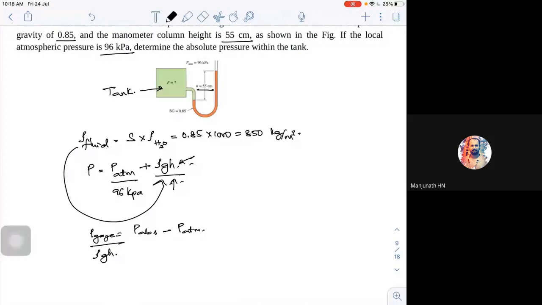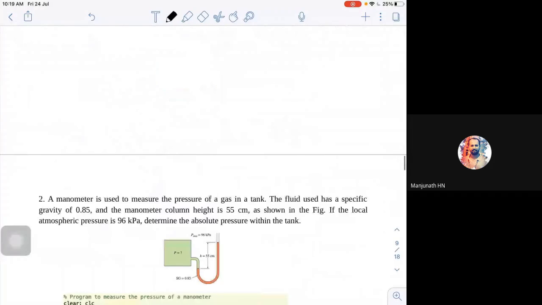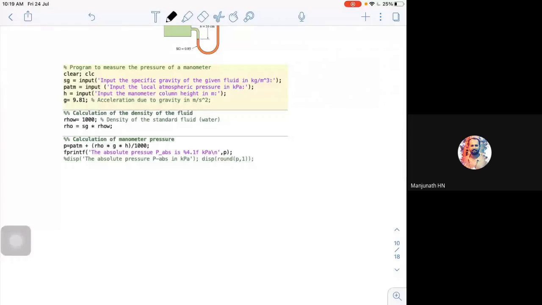Okay. So I've written a simple code; both of the codes are very simple. We have to be very careful when defining the variables. This program measures the pressure in a simple manometer, which is what I have taken. So my variables are the specific gravity, and I'm defining P atmospheric, the atmospheric pressure.